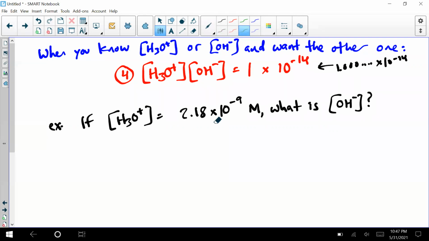Now, I will say for this one, since you're usually going to be dividing by a number in scientific notation, you need to either use parentheses or the E function if you're dividing by scientific notation. If you don't, your calculator is going to give the wrong answer.